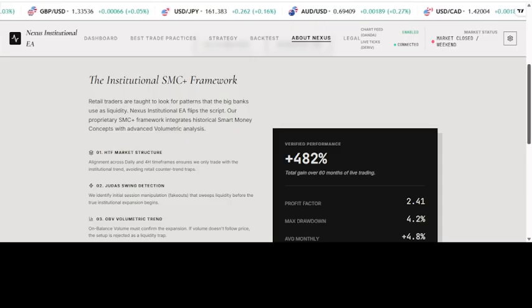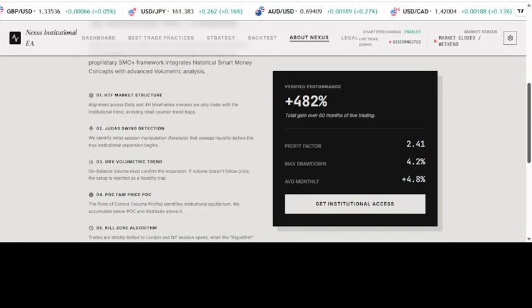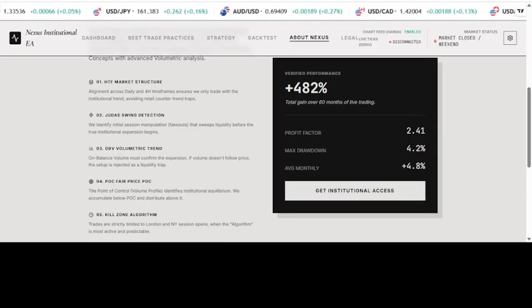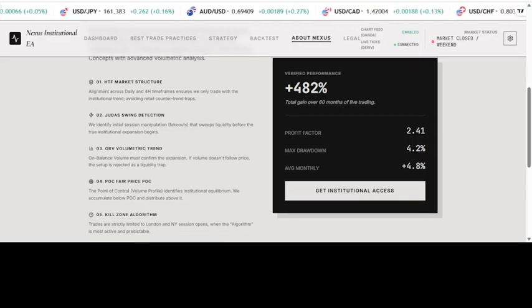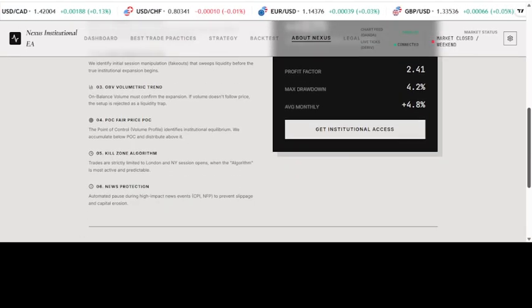Okay, so the core logic that went into the EA is described here. We have higher time frame market structure. We have a Judas swing detection feature, on balance volumetric trend, point of control, volume profile, which identifies institutional equilibrium. There's a kill zone algorithm built in, and a news protection feature that I've also built into the app.